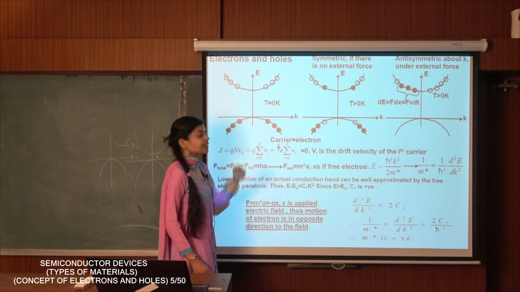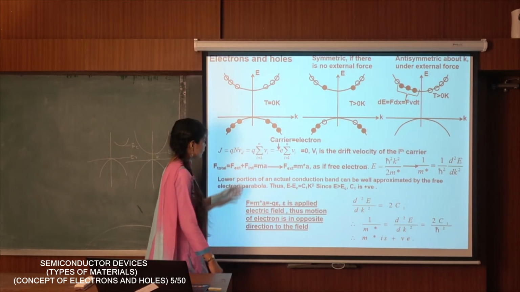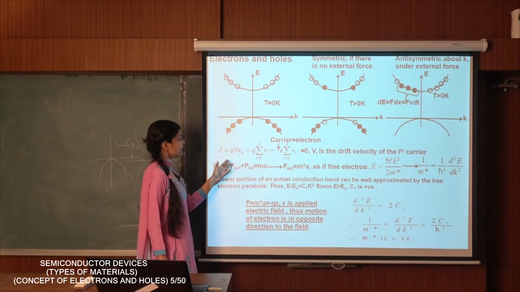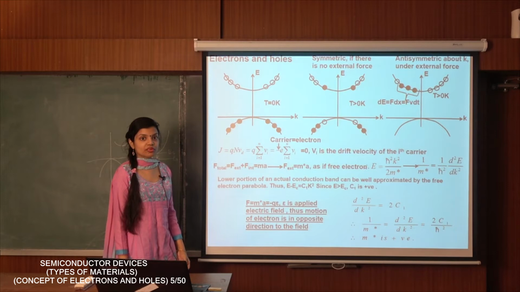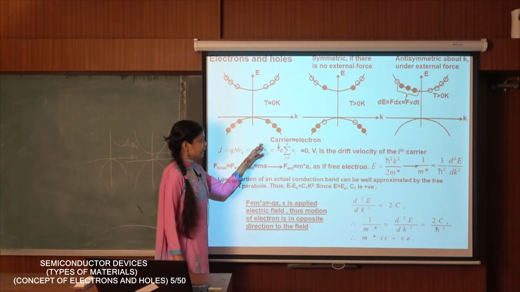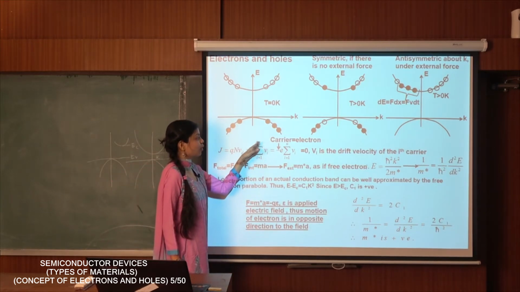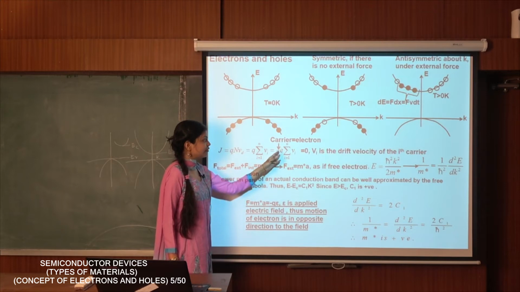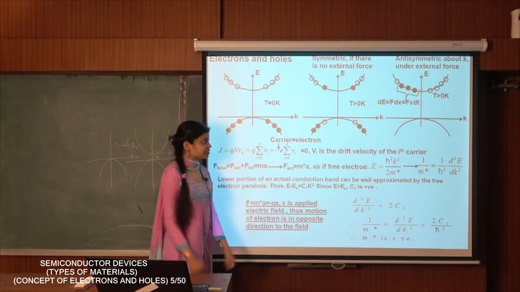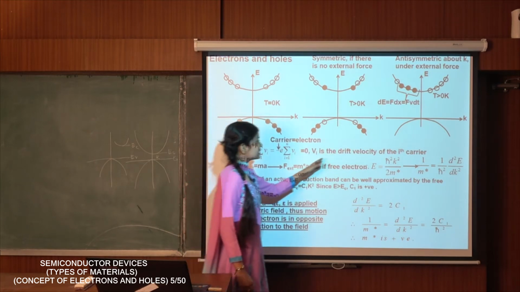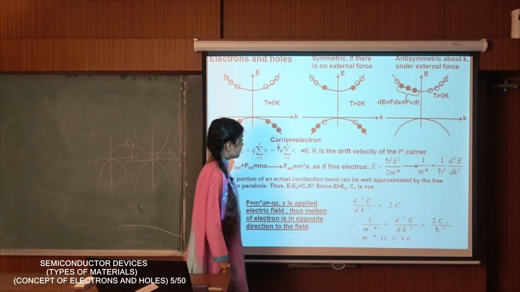Next, we will introduce the concept of electron flow. The current density is equal to Q, the electronic charge, times N, the concentration of electrons, times Vd, the drift velocity of electrons. Assuming there are n electrons, we are summing up all their velocities. Here we are substituting the electronic charge to be minus e, as the electron has negative charge. This Vi is the drift velocity of the ith carrier.